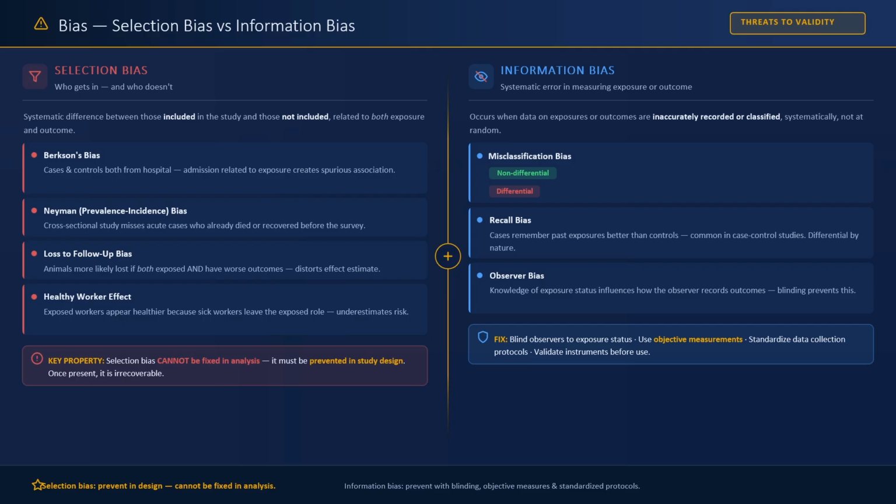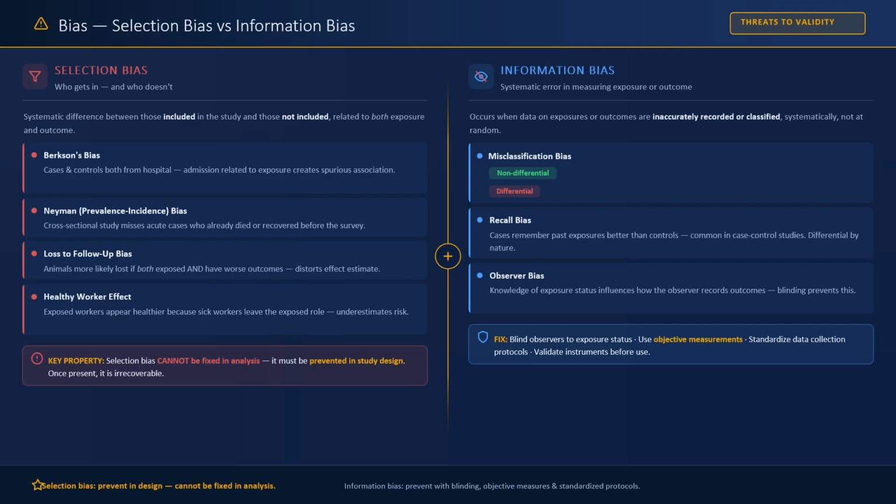Information bias is about how accurately you measure exposure or outcome. Misclassification comes in 2 forms. Non-differential, which usually biases toward the null, and differential, which can push the estimate in either direction. Recall bias is differential by nature. Cases remember past exposures better than controls. Observer bias. Knowing exposure status colors how the observer records the outcome.